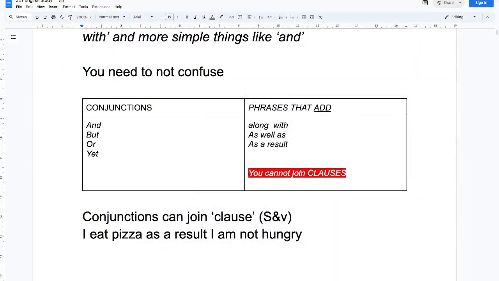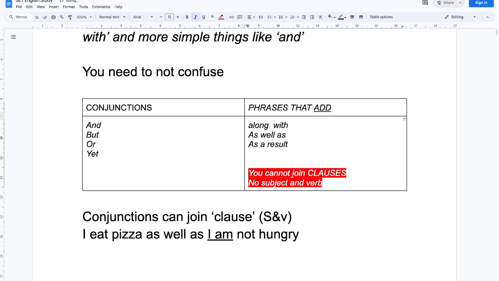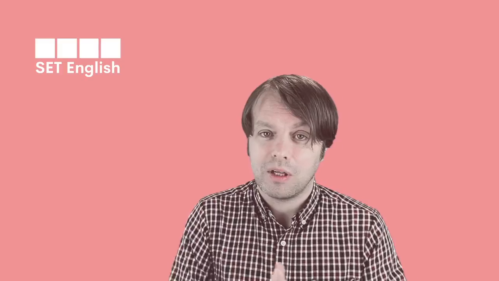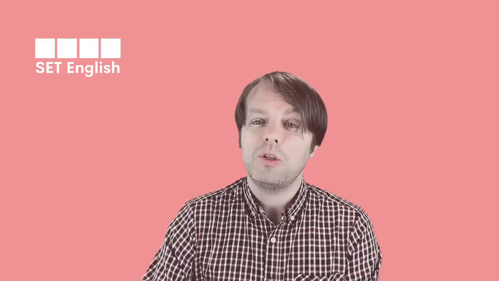So what can we do? What can I say with "as well as"? Well, I'm not allowed to have a subject and a verb, right? So no subject and verb. But what I can do is I can delete my subject and I can change the verb, this verb, I can change it to an "-ing," okay? So how do I do that?